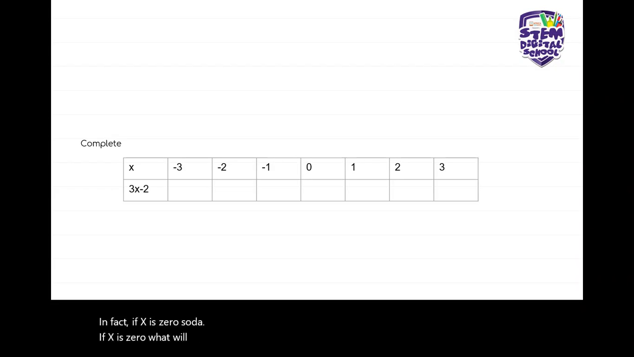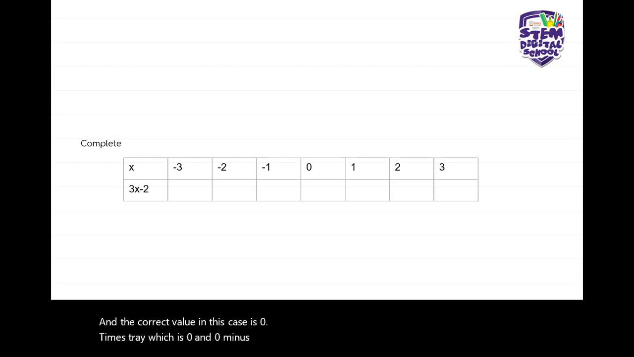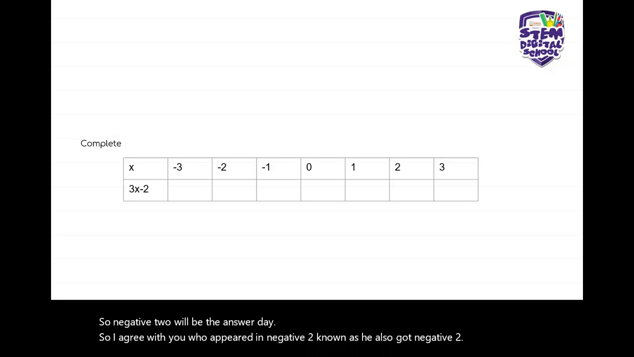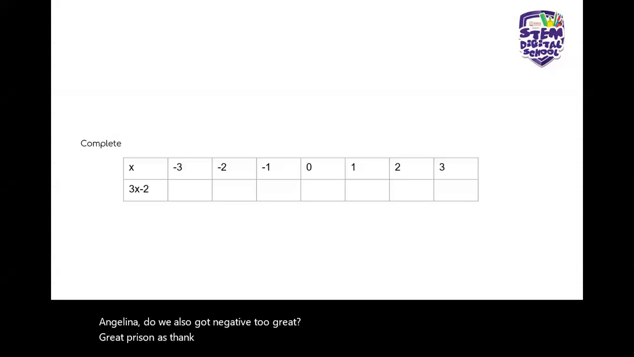So once again, we are called upon to ensure that we substitute the correct value, and the correct value in this case is 0 times 3, which is 0, and then 0 minus 2 is negative 2. So Huapili and Lehumo are the first. So negative 2 will be the answer there. So I agree with you, Huapili, negative 2. Nolwazi also got negative 2. Angelina Dube also got negative 2. Great. Fizana as well. Thank you very much.